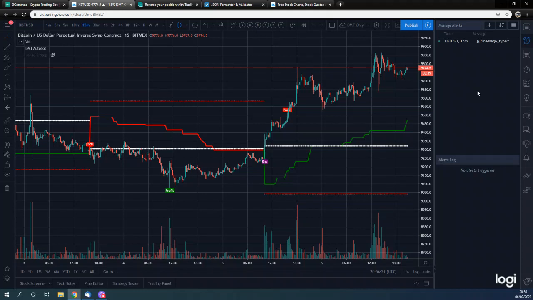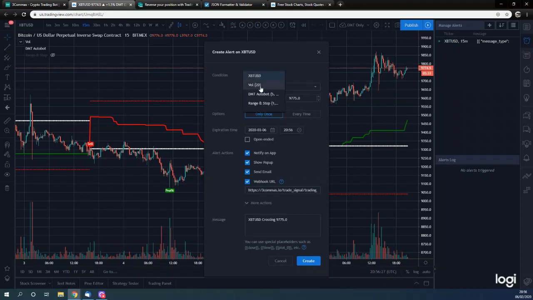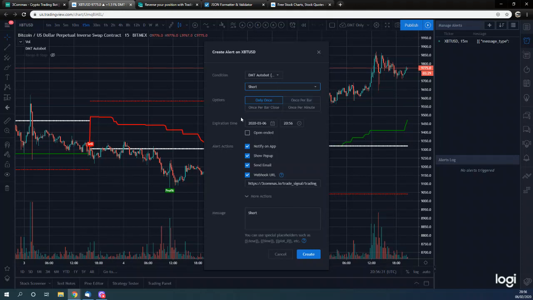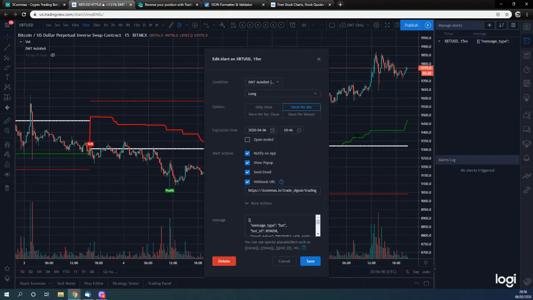Right, so now we need to do the same with the short bot. You can click create it there. So the same again, DMT, this time it's going to be short, once per bar close. Did you have it once per bar? I think it had it once per bar close. All this really means is, yeah, once per bar.